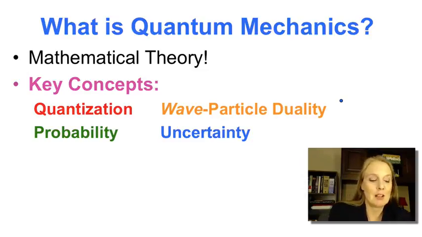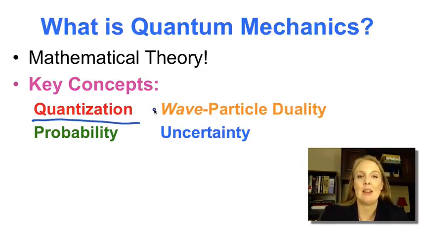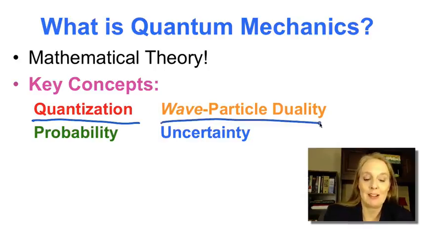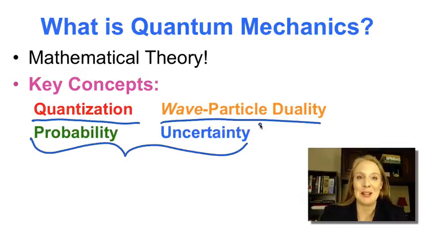The first one we've talked about, quantization, the idea that for some systems there are certain things that are allowed and certain things that are not allowed. The second key concept that we've already talked about for quantum mechanics is wave-particle duality. The next key concepts of probability and uncertainty will be the subjects of some future lectures.